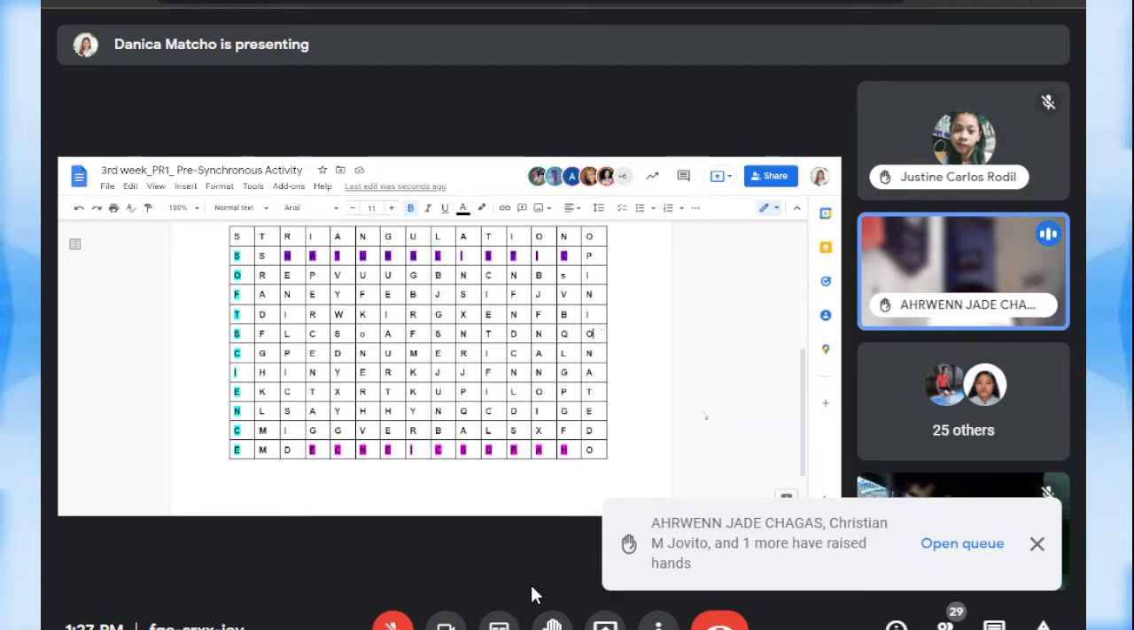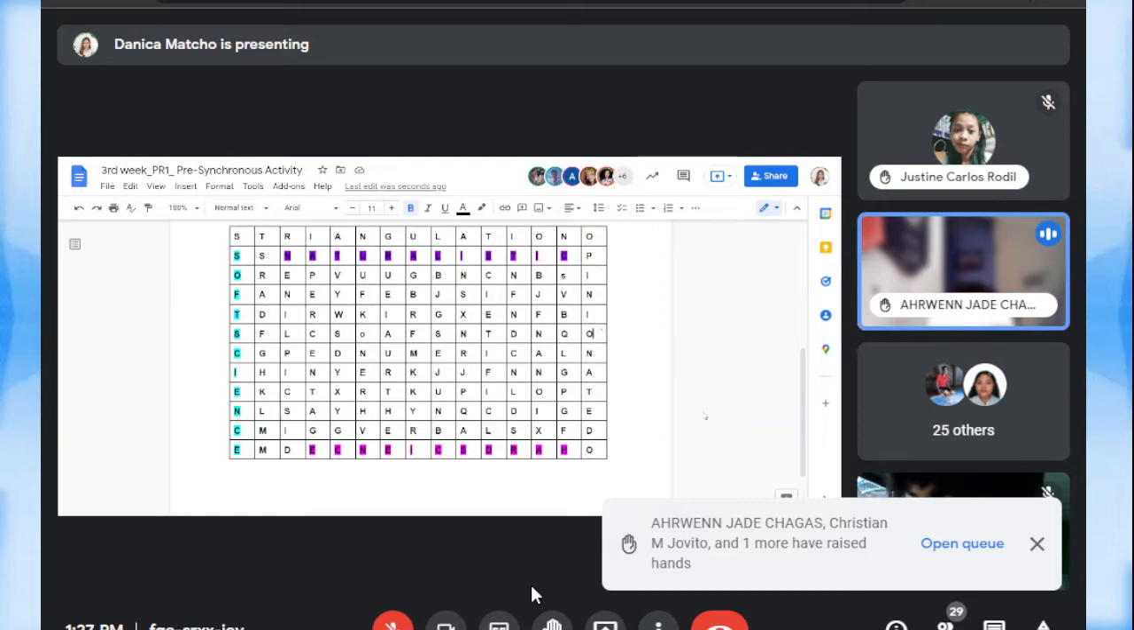Triangulation. Where can we find the word triangulation? Yes, Carl? First row, second column to 14th column. First row, second column. Ayan, from 14. Ayan, very good. So we have the word triangulation.